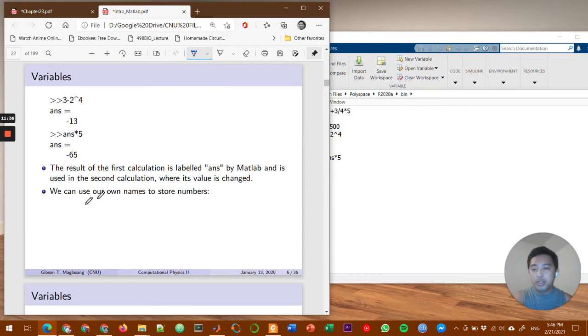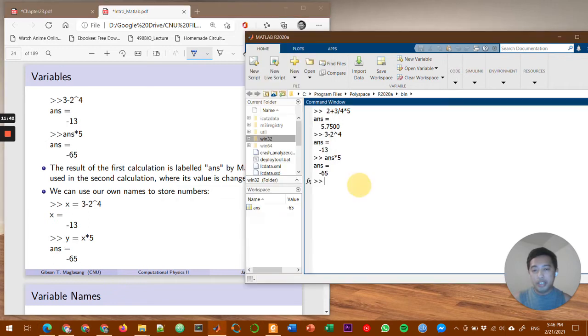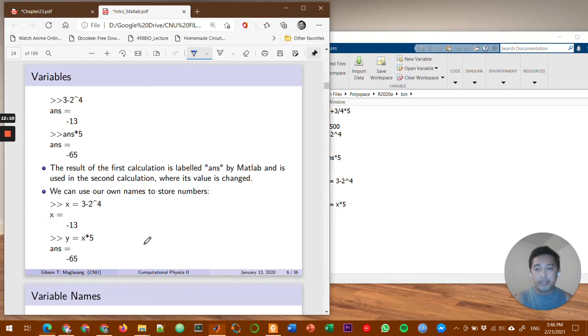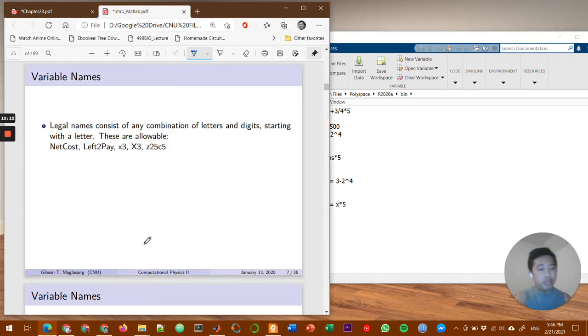So we can also use our own names to store numbers. If we type x equals 3 minus 2 to the 4, that's negative 13, and then y equals x times 5, that's negative 65. Okay, so instead of storing in the ans variable, we made our own variables x and y. You can make your own variable names as long as they are valid.